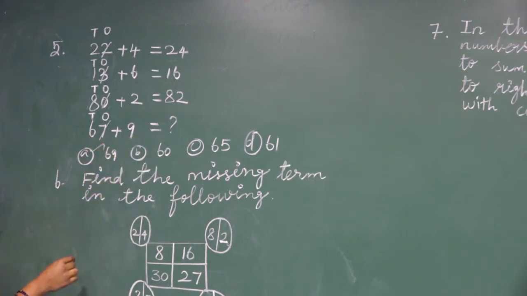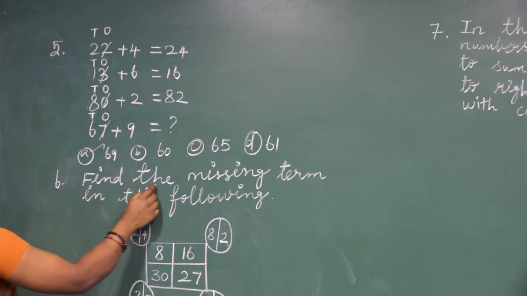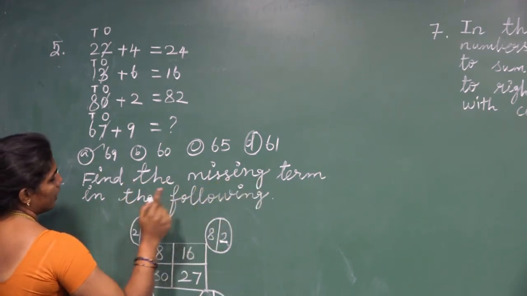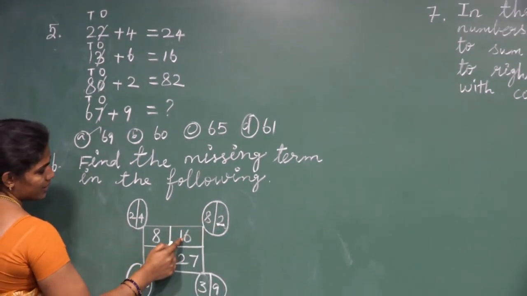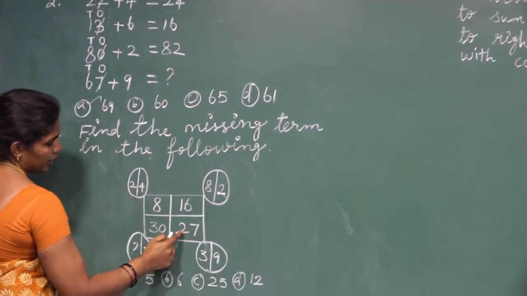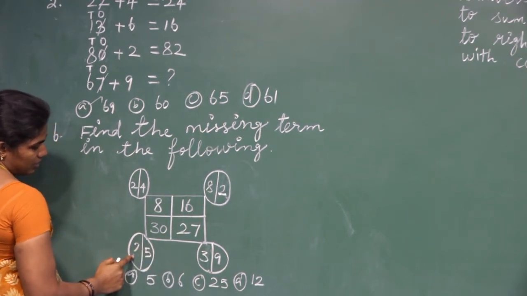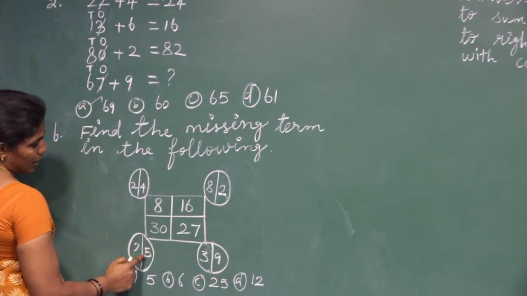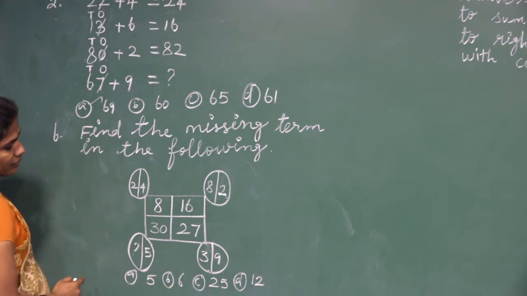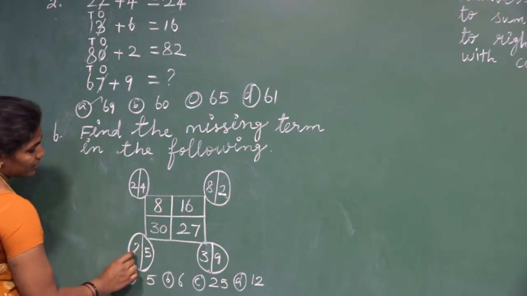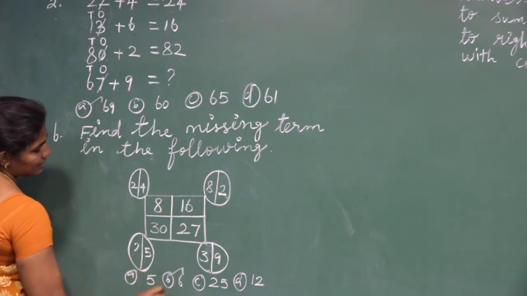See the sixth question. Find the missing term in the following. See here, 2 4s are 8, 8 2s are 16, 9 3s are 21. So what will come here? You say the fifth table up to 6. 1 5 is 5, 2 5s are 10, 3 5s are 15, 4 5s are 20, 5 5s are 25, 6 5s are 30. So the answer is 6.